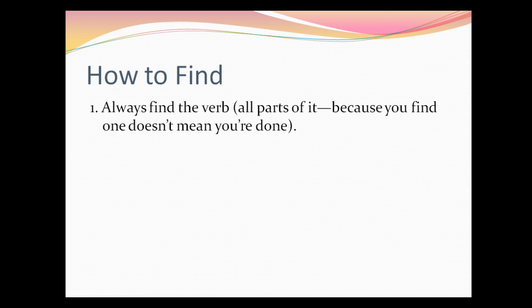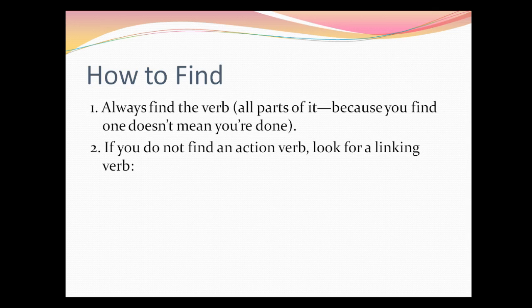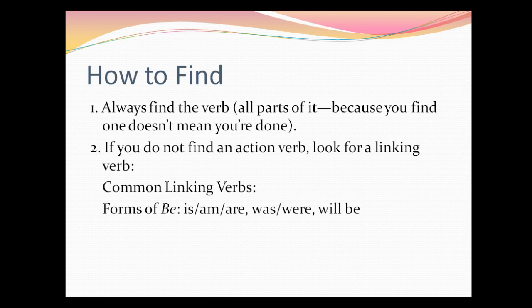How to find it. Always find the verb, all parts of it. Because you find one doesn't mean you're done. The first time we really need to apply this is in fact with simple predicates, simple verbs versus verb phrases. Since we're more commonly familiar with action verbs, look for those first. If you don't see any actions happening in the sentence, then look for a linking verb. Remember, some common linking verbs are forms of be: is, am, are, was, were, and will be. Forms of have: has, have, had.